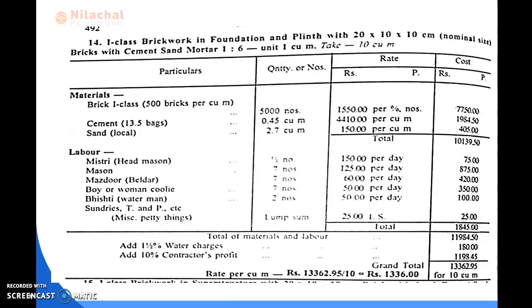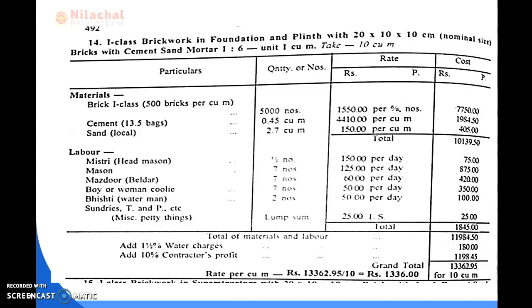Then the cement is 4410 rupees per cubic, and sand is 150 rupees per cubic. So the total cost of the material is equal to 1550 into 5 numbers, that is 500 numbers, and cement is 0.45 into 4410, and sand is 2.7 into 150.